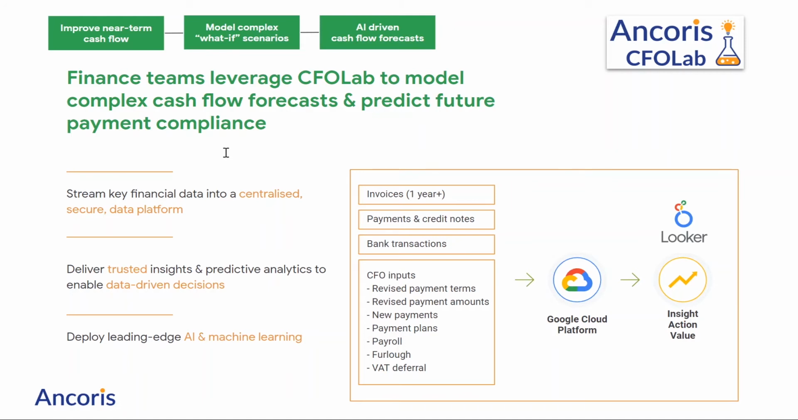CFOLab easily connects to your accounting systems. These include SAP, Sage, Xero, and QuickBooks. Once connected, invoices, payments, credit notes, and bank transactions are streamed every hour into a secure centralized data store in Google Cloud Platform. CFOLab also captures the various manual inputs used to build your what-if scenarios. CFOLab then applies a series of calculations and AI algorithms to produce a set of actionable insights and the detailed forecast we saw in the previous slide.